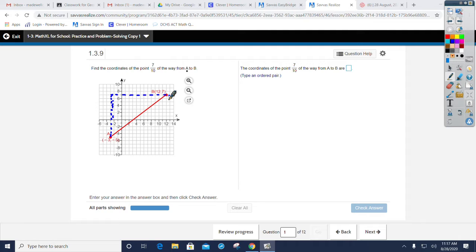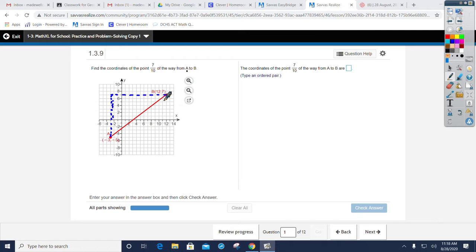So since we're on a graph, you can count. You don't have to actually do the subtraction, or you could just subtract. It'd be just as easy. But we'll start with the horizontal here. If you look at the x values, this is -3 and this one is 12. You could just subtract those and you're going to see that it comes out to be 15.